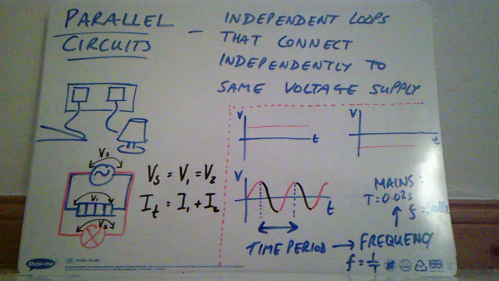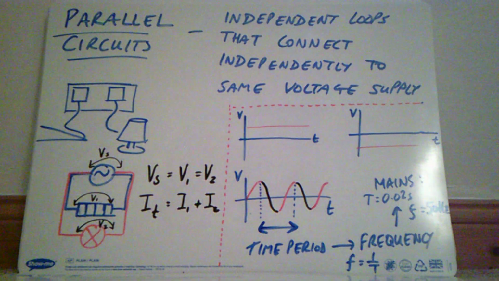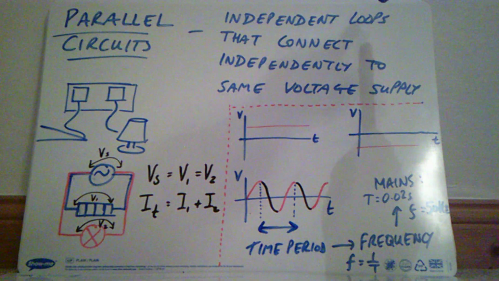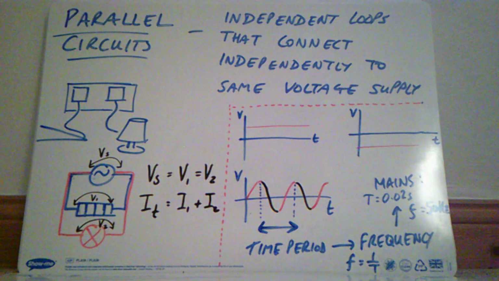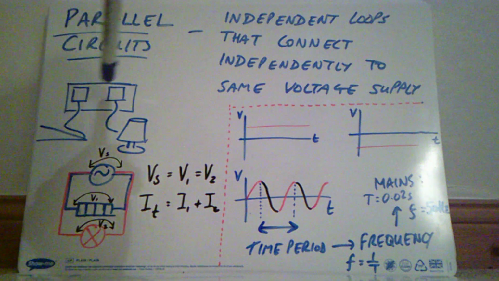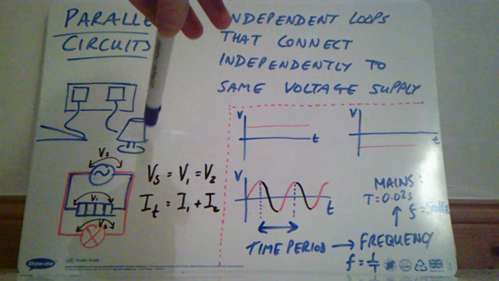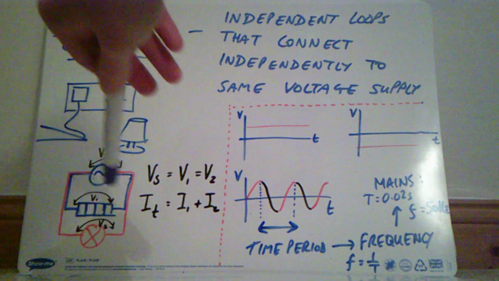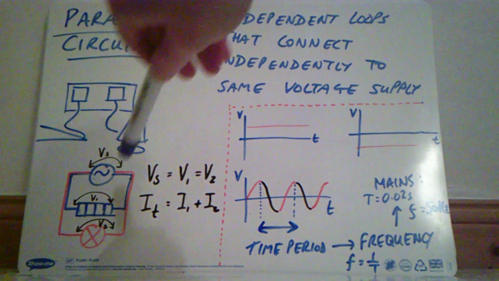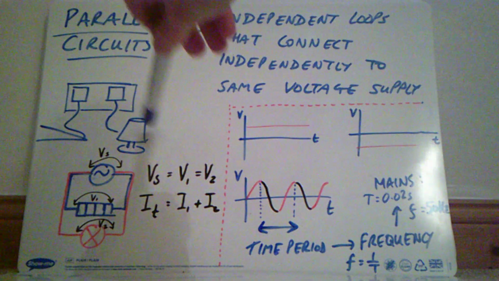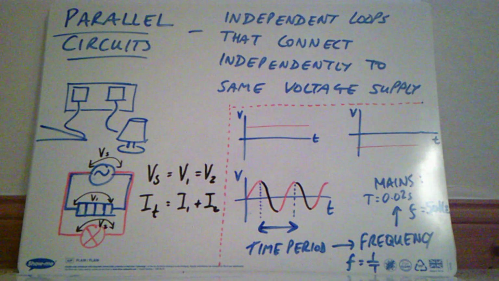So parallel circuits are used much more in everyday life, because they are independent loops that just happen to connect, but still independently, with the same voltage supply. So for example, here's hair straighteners and a lamp. Each of these is an independent loop. So the blue loop is the hair straighteners, it's the heater, and the red loop is the bulb for the lamp. They are independent loops, they just happen to share the same voltage source.